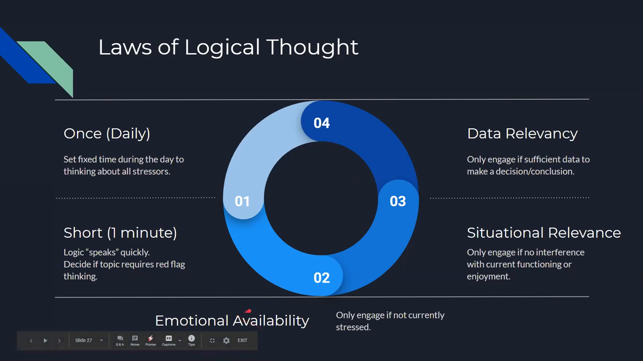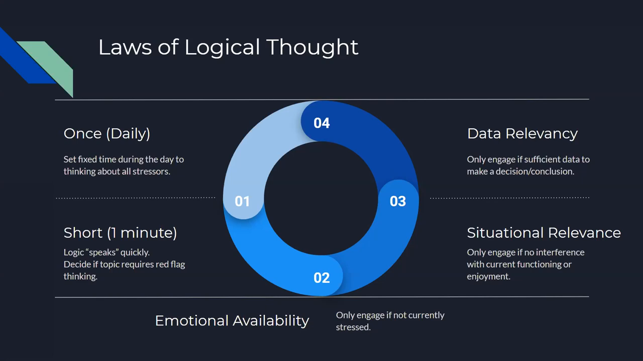And the fifth law that I added later is emotional availability, which means if I'm currently in the middle of a stress response, I'm very anxious, I'm angry, etc. Is this really the best time to try to think logically? Or is my thinking too corrupted by all these negative emotional thoughts? Maybe I should wait till this adrenaline wave passes and then try to think later about the things. So I need to be emotionally available. And those are the five laws of logical thought.